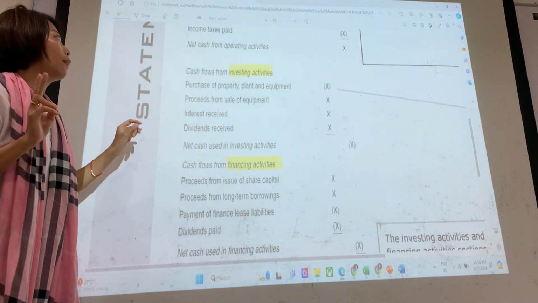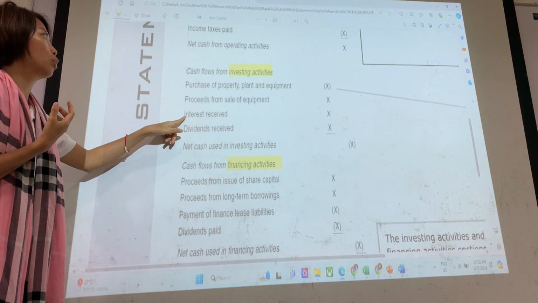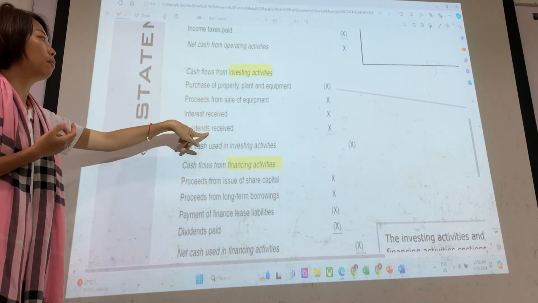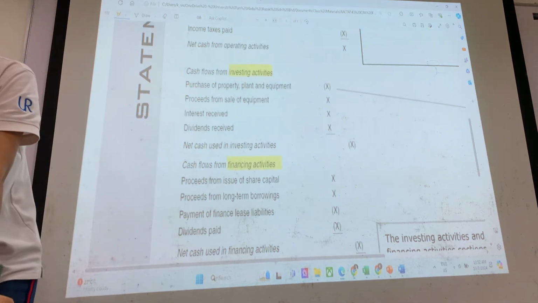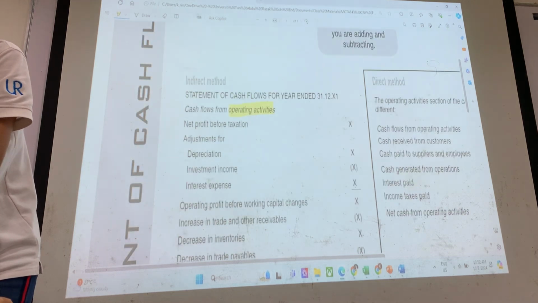Okay, so if I invest by lending money to a company and I receive interest, if I buy Maybank share and Maybank give me dividend. Okay, the last one is most of other things will be in our operating activities.